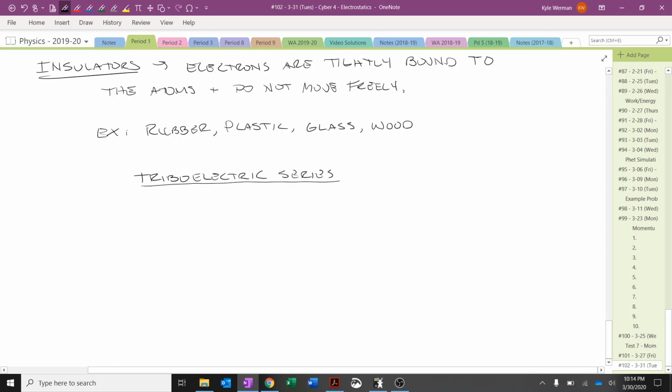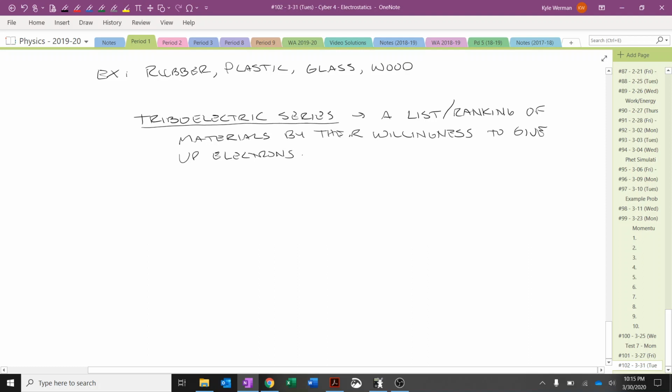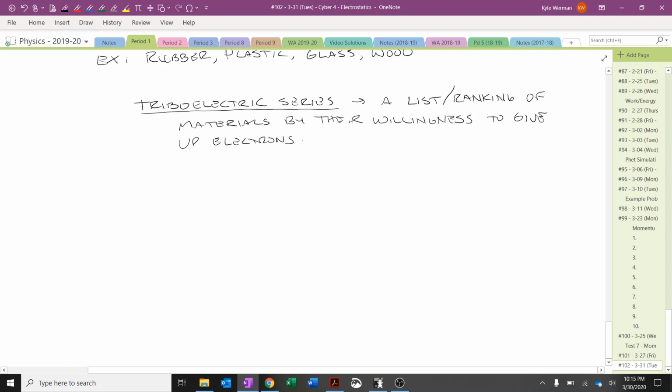And as you'll see in the video, it has something to do with rubbing materials together. All this is a list or a ranking of materials by their willingness to give up electrons. And this can be helpful to determine whether when you rub two materials together, you'll be creating a positive charge or a negative charge. So a good example, here's a list of materials that would be on a triboelectric series. This isn't every material, but some basic ones that you will interact with.